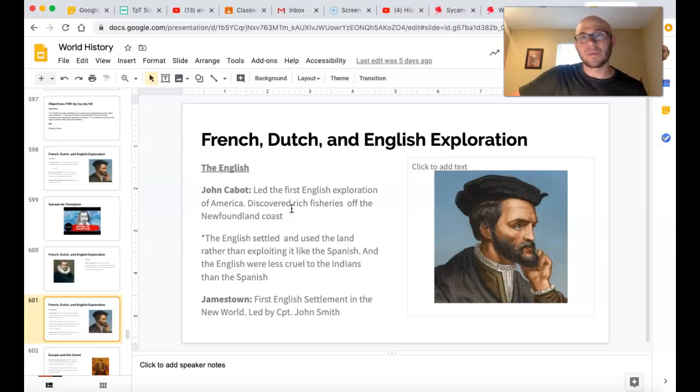So you have Prince Edward Island, you have Newfoundland and Labrador. Anyways, he explored that area because there's a lot of cod in that area. So there was a lot of opportunity to catch those cod and make money. So he explored that.